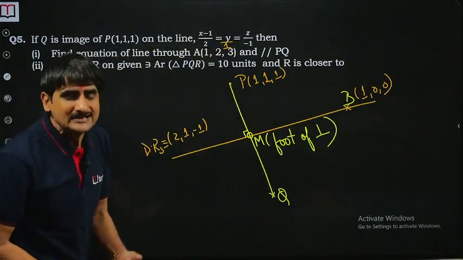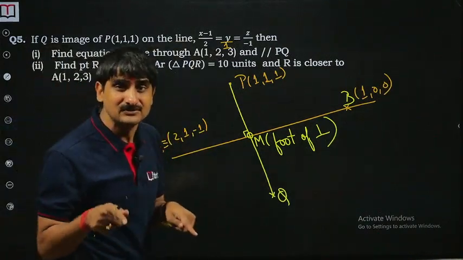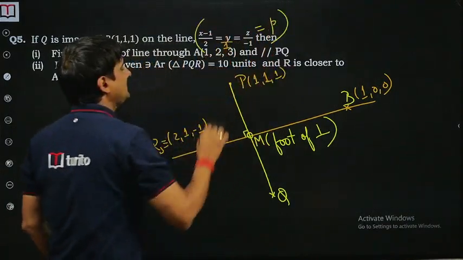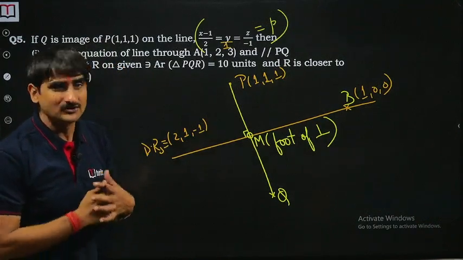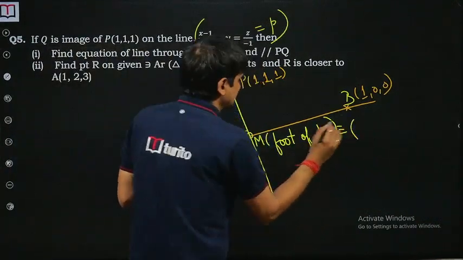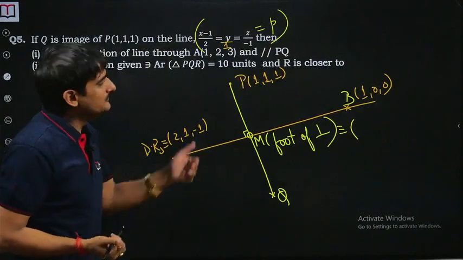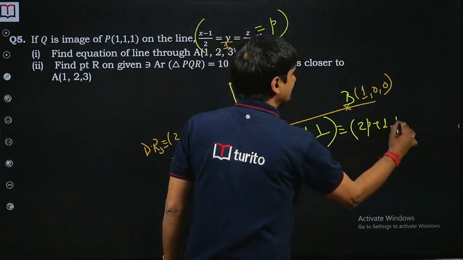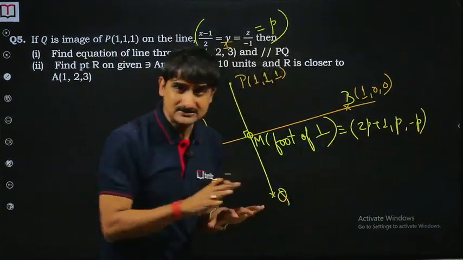How do we do it? See, M, the foot of perpendicular, is a point on the given line. So why not equate it with P and write any point on the line in terms of P? Since M is a point on the line itself, we can write it in terms of P. So it's 2P plus 1, P and minus P. I think it's okay.